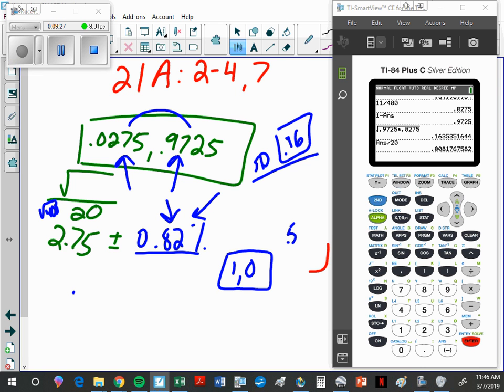Okay? And none of that has anything to do with the size of the population. We don't care. As long as our sample size is not close to the size of the population, we simply don't care. Okay. Did I answer everything there?